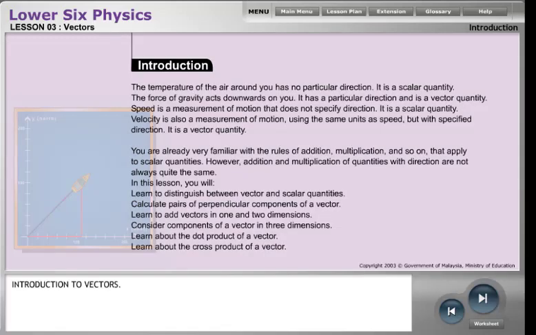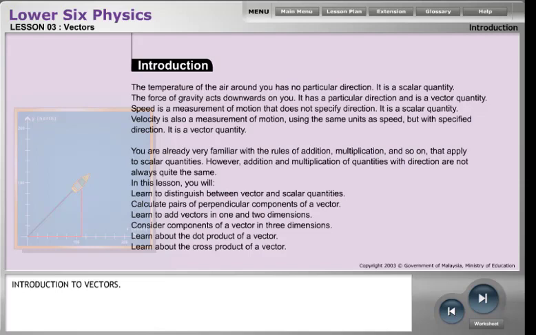Vector. Introduction. The temperature of the air around you has no particular direction. It is a scalar quantity. The force of gravity acts downwards on you. It has a particular direction and is a vector quantity.